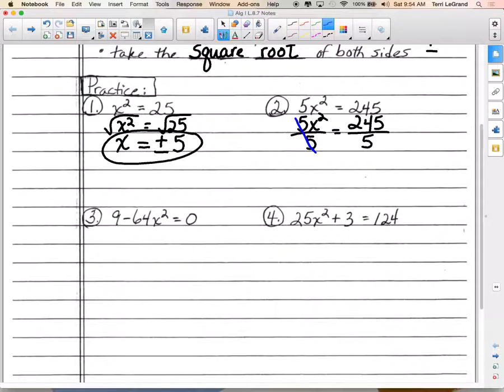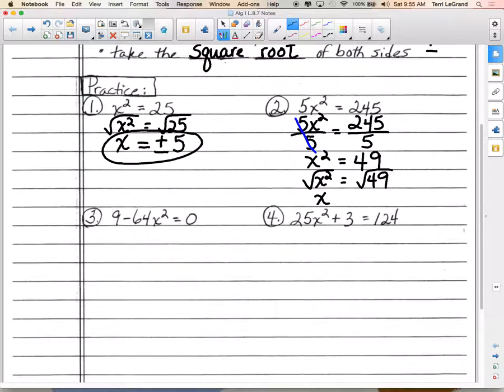Dividing both sides by 5. On the left side, we end up with x squared. On the right side, 245 divided by 5 just so happens to be 49. Good news, because 49 is a perfect square, so that when we take the square root now of both sides, so remember, whatever we do to one side of the equation, doesn't care what it is. Whatever we do to one side, we do to the other.